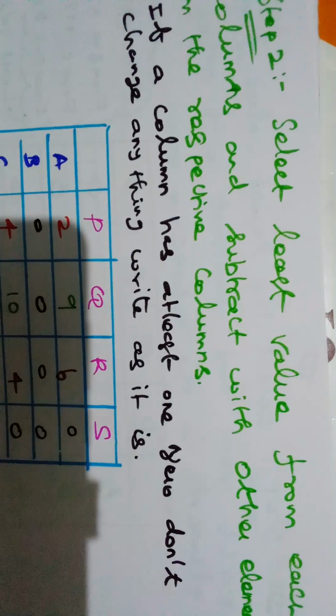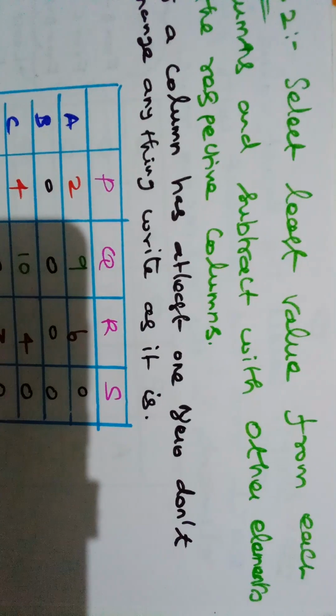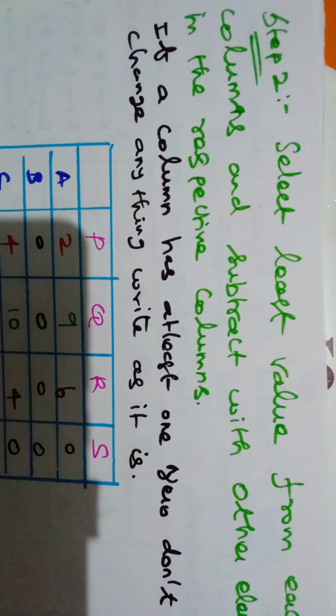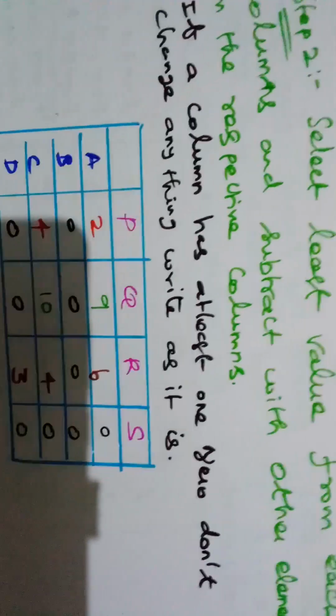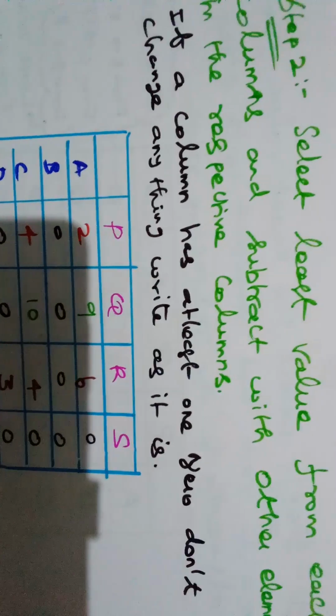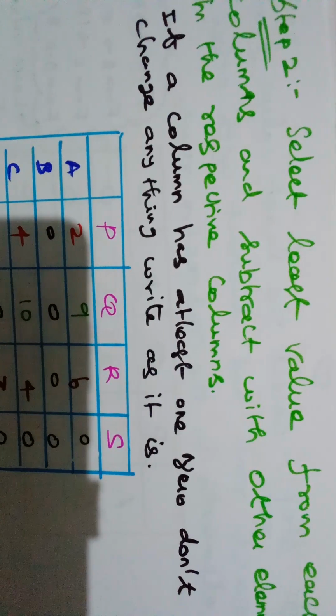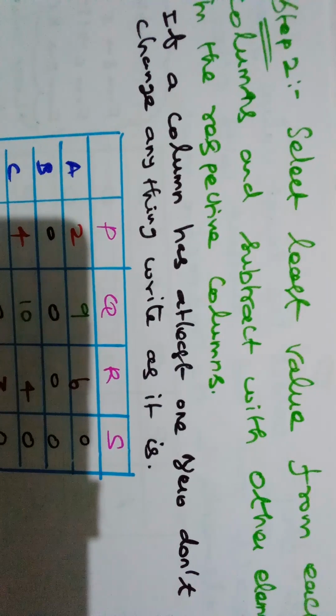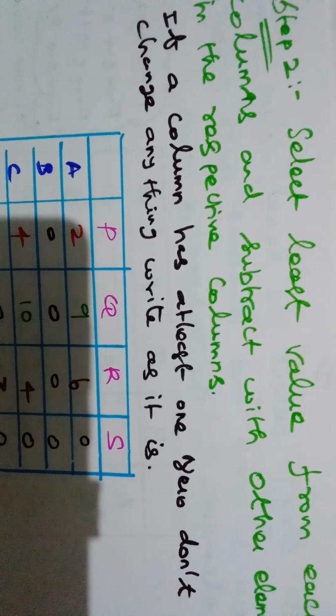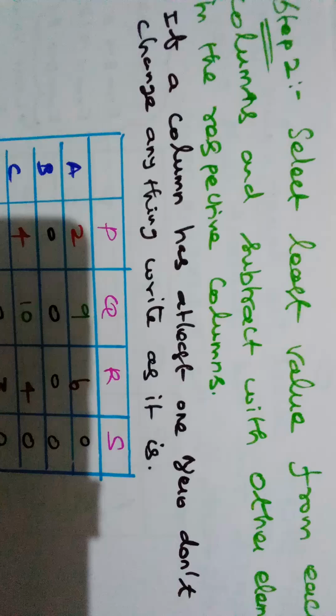The second step says select the least value from each column and then subtract it from the other elements in the respective column. And one more thing: if a column has at least one zero, don't change anything, write it as it is. Please remember students, this is the difference between row wise and column wise. Step 1 says select the least value from each row and subtract it from the other elements in the respective rows. Come to the second step: select the least value from each column and subtract it from the other elements in the respective column. If a column has at least one zero, don't change anything. That is a very important thing for column wise.